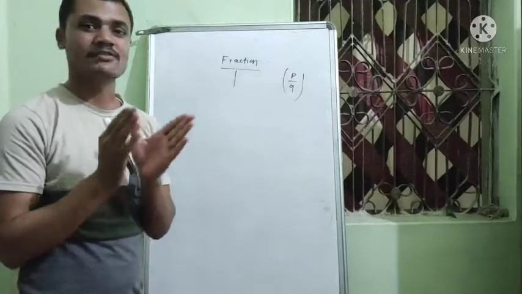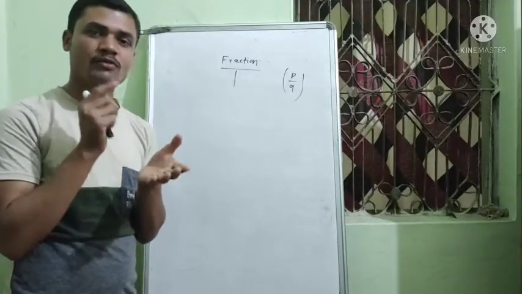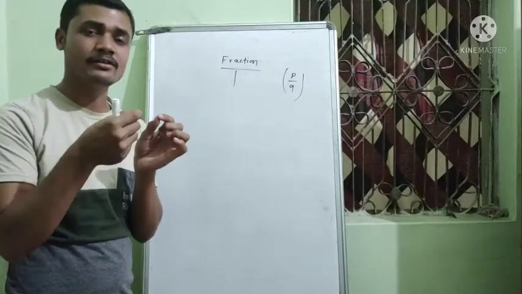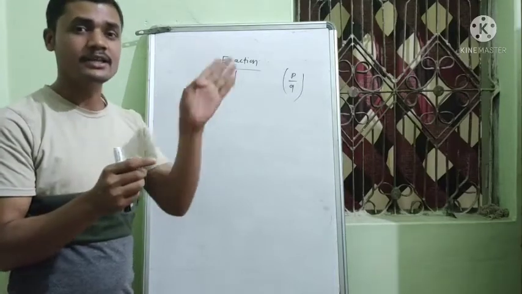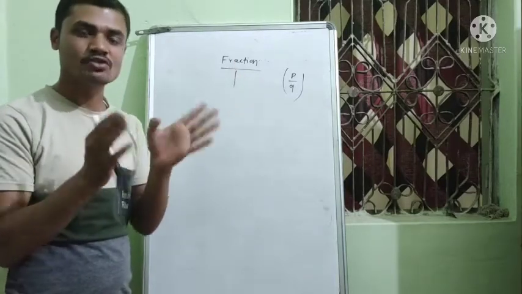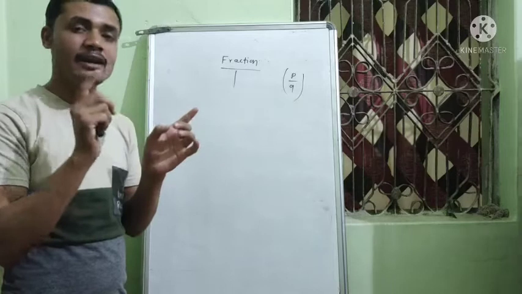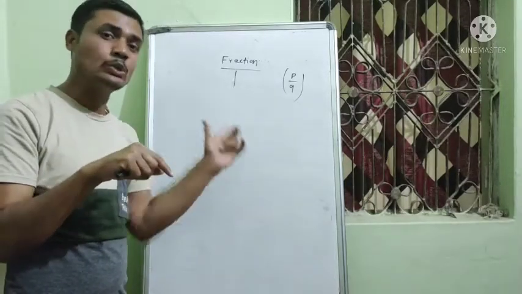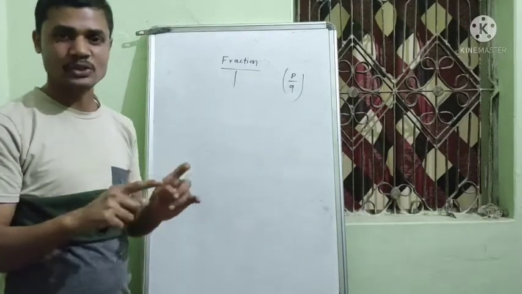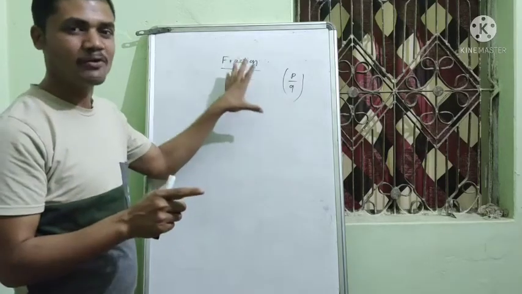First, what is a fraction? A fraction is a number that is represented in the form of p by q. And one thing to remember is that q does not equal 0. We call this type of number a fraction.